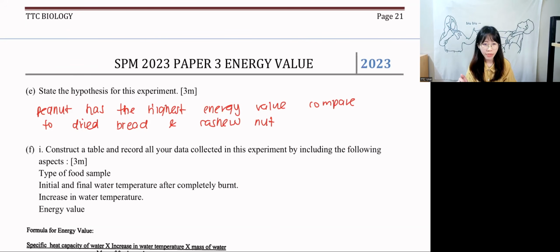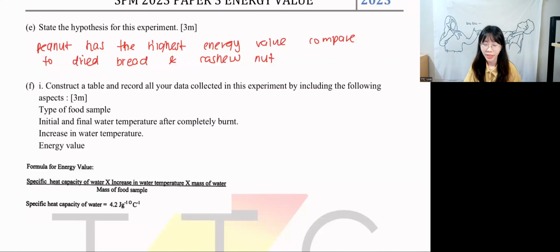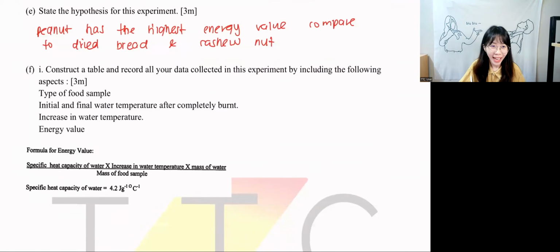Okay, construct a table and record all of the data collected in this experiment. Peanut is a groundnut, my dear. Okay, so anyway, back to this again. If they ask you to draw a table, I don't think it will be as kind as the old syllabus, because in the old syllabus, they give you all of the things that you need to draw a table. So in the new syllabus, you have to know what to draw if you need to draw a table.